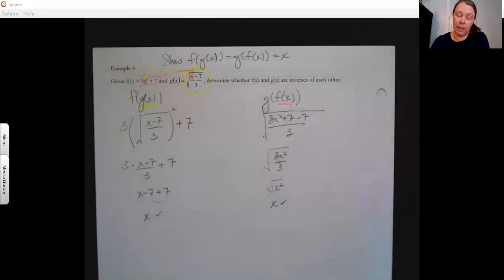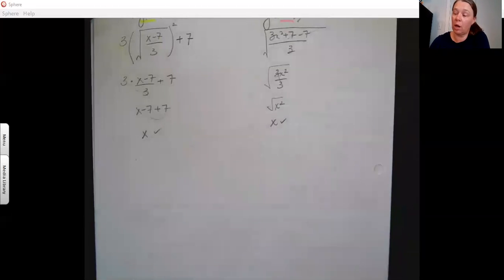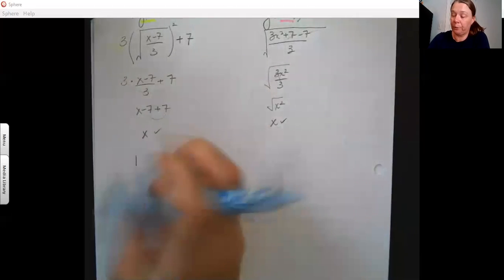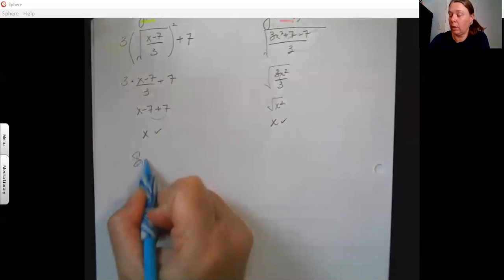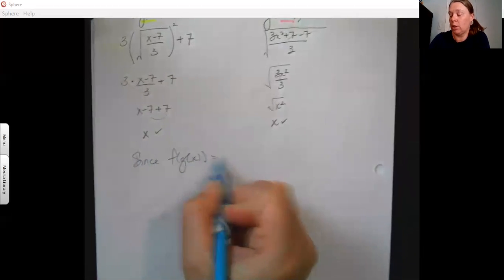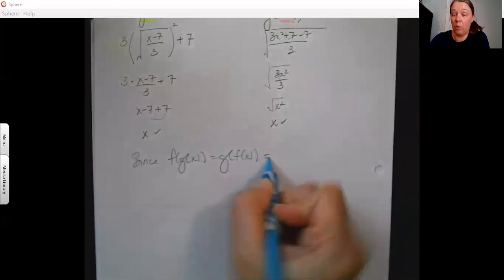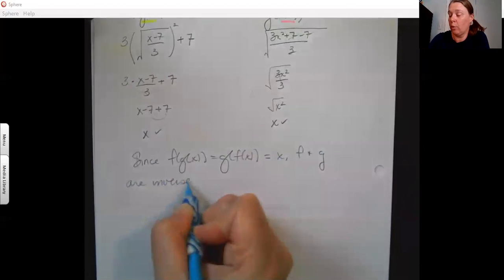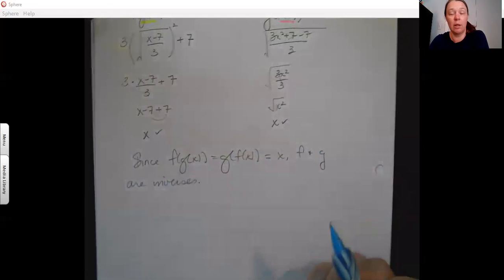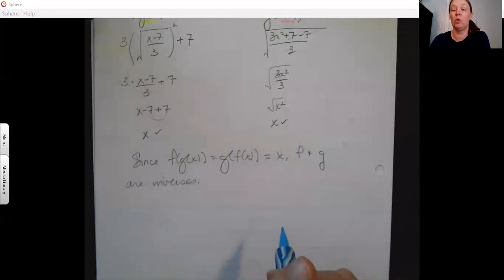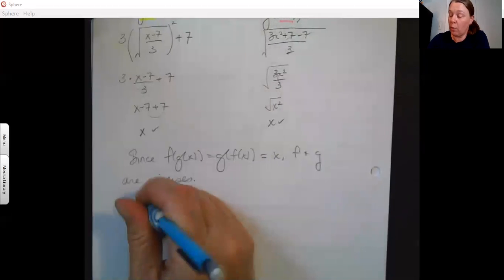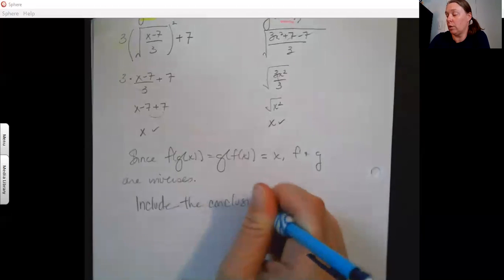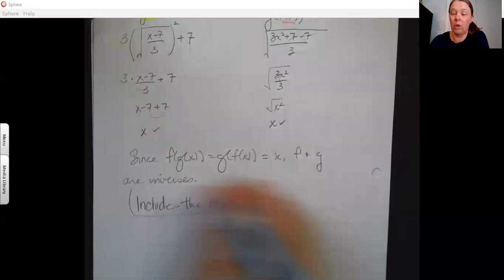Last thing, because like I said, you're going to be asked to verify things, is you need a conclusion. And the conclusion is really always going to be the same. You're going to say something like, since f of g of x is equal to g of f of x, and they both equal x, f and g are inverses. Okay, really the same line every time. What could change is maybe I give you functions that are f and h or g and q or whatever. But you really want to make sure you include the conclusion, otherwise I have to take points off.